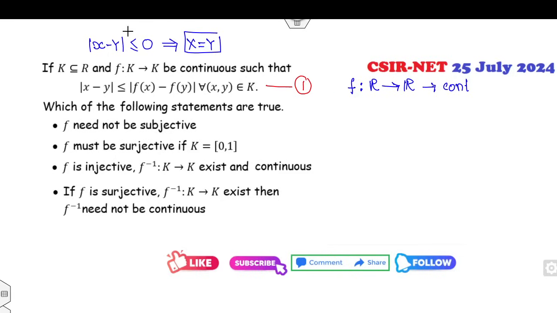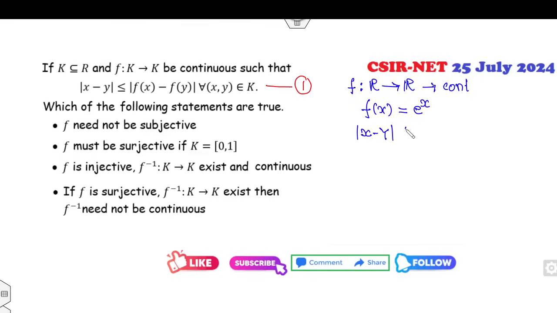Now look at another example, f of x is e raised to power x. Is the condition satisfied? |x minus y| is less than or equal to |e raised to power x minus e raised to power y|. Yes, this condition will be satisfied. Fine. So you can see, is it onto? This is not onto. So the first option is cancelled.